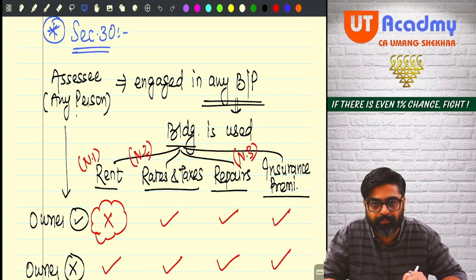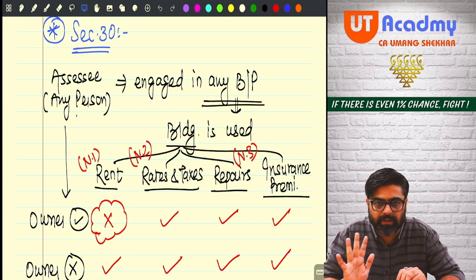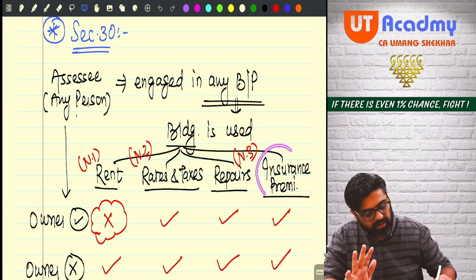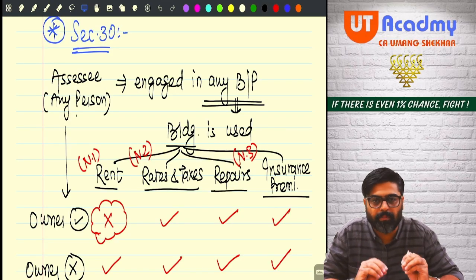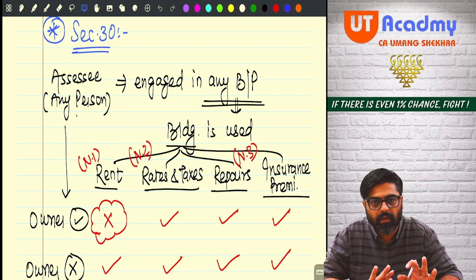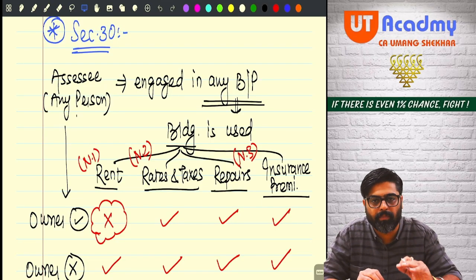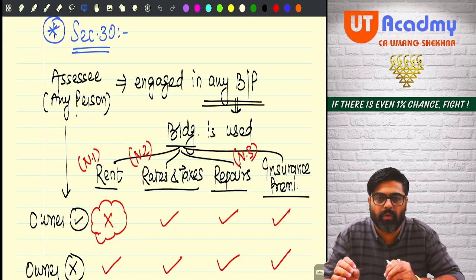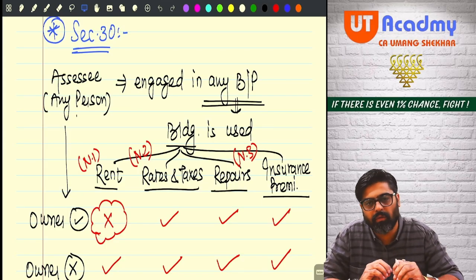Okay. So with regard to rent, whatever discussion was supposed to be done, we have done that discussion yesterday only. With regard to repairs also, we have done the discussion yesterday. For insurance premium, there was no discussion as such. Simple thing, if you have taken the insurance policy of your building, which is used for business or profession, for that insurance policy, whatever premium you have paid in this year, that entire premium will be allowed as a deduction. Whether you are the owner of the building or not the owner of the building does not make any difference.